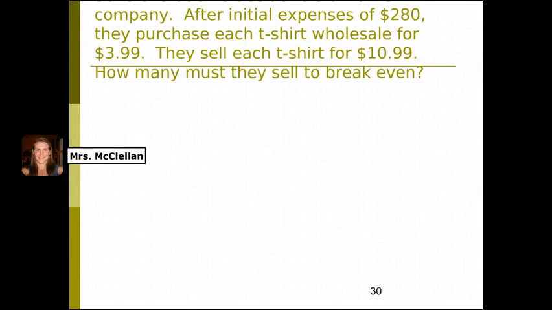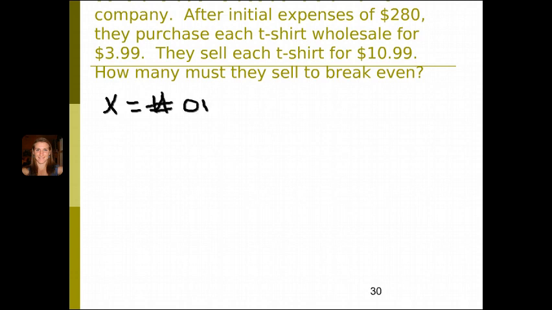Here's another example of a break-even problem. Several students decide to start a t-shirt company. After initial expenses of $280, they purchase these t-shirts wholesale for $3.99. They sell each t-shirt for $10.99. How many must they sell to break even? So like the last one, we will have X. This time it will be the number of t-shirts. And Y, again, will be our expenses.